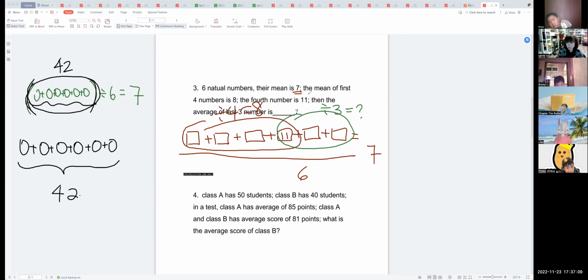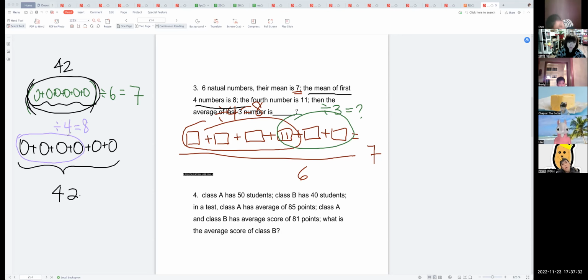Okay, so let's take a look at the next one. The mean of the first 4 numbers is 8. Can you tell me, so these 4 numbers plus together divided by 4 equals 8. Can you tell me what is hidden inside? 32. Very good. So these 4 numbers plus together equals 32.